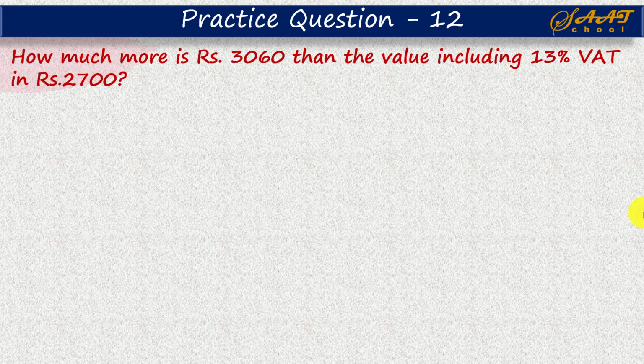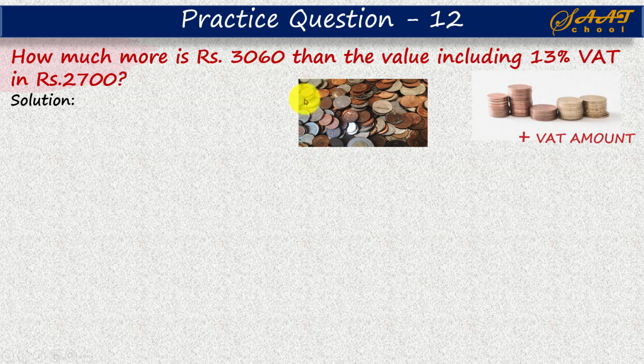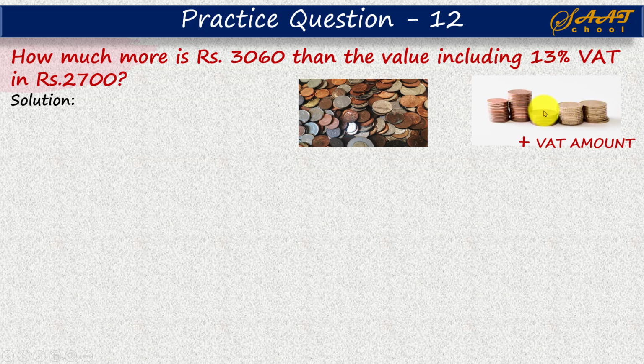Here is practice question 12, and the question is, how much more is this 3060 than the value including 13% VAT in 2700? So we have to calculate here, or we have to compare here. Let's suppose this amount is 3060. The first figure here is 3060, and the next is this amount. Only this amount is 2700, and on this 2700 we have to add 13% VAT.